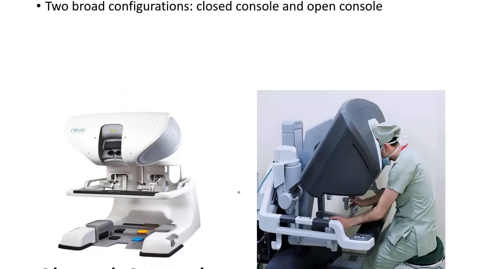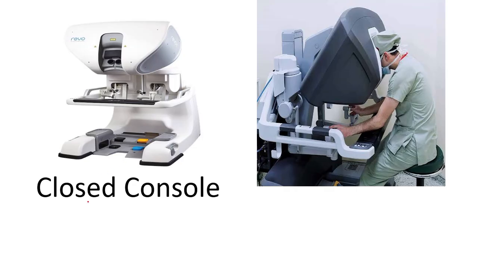Now coming to the closed console. The closed console looks like this. You can see one optical 3D viewer, and this is the headrest. The surgeon puts their head here and their eyes into this optical viewer, and then this mic is there. Whatever the surgeon says is communicated to the OT team with the help of this mic. And he can visualize the whole operating field with the help of this optical 3D viewer.